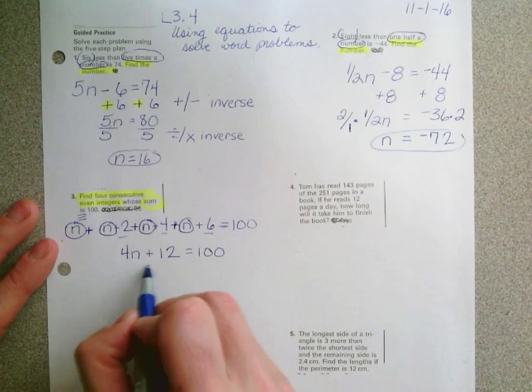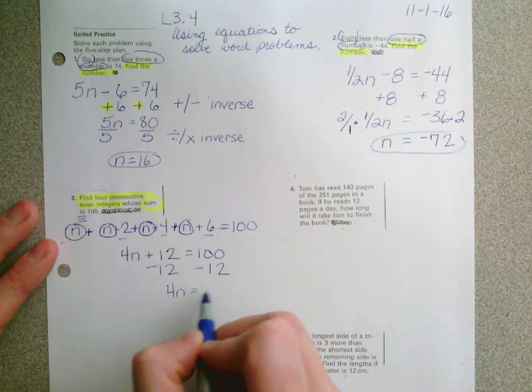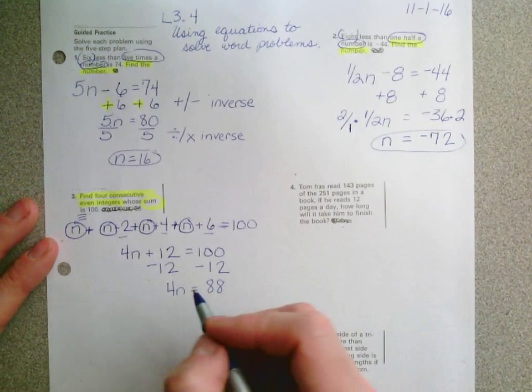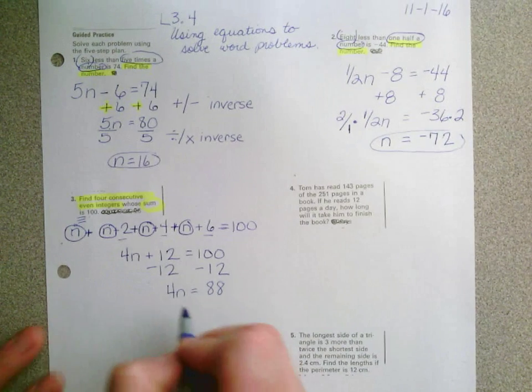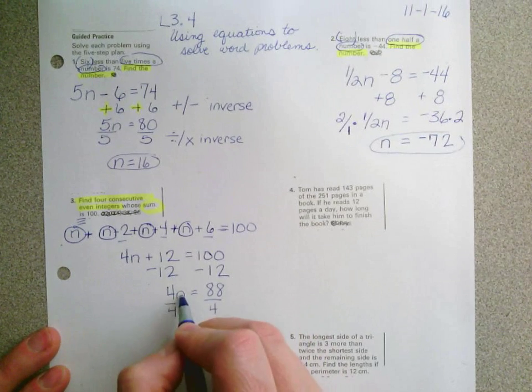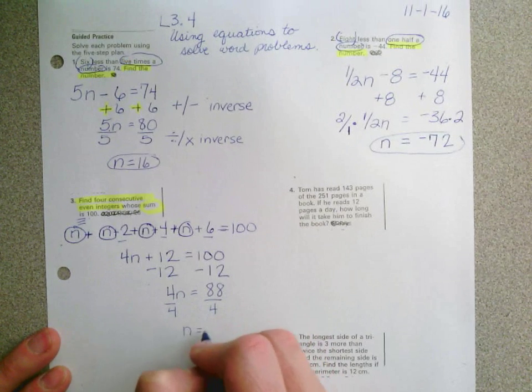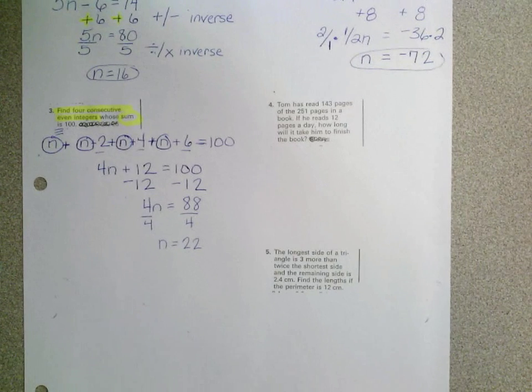Add, subtract, we're going to subtract 12. Did you come up with n being equal to 22? After you've divided by 4? 4 times what number is 88? Well, the number is 22. If you give me that, I'm going to mark it wrong. Why am I going to mark it wrong?